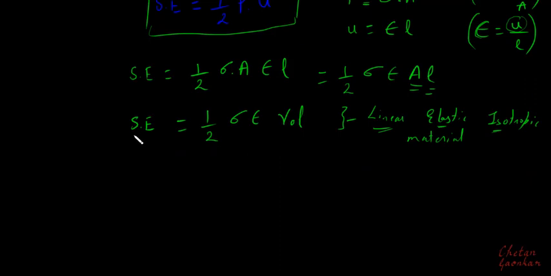Now, if I divide this strain energy by volume, then I get half sigma into epsilon. And I can write this strain energy by volume as the strain energy density.